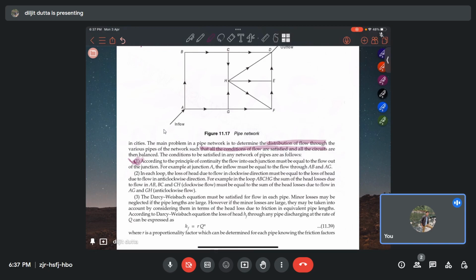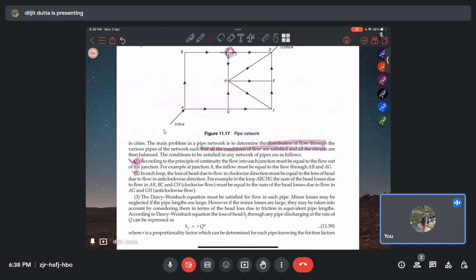That is, suppose we take a junction C, then whatever flow is coming to C, the same amount of flow should be going out of C. So this comes from the continuity equation. Then second, in each loop, if we take one loop, the loss of head due to flow in the clockwise direction must be equal to the loss of head of flow in the anti-clockwise direction. So if we proceed in clockwise and anti-clockwise, the loss of head should be the same.